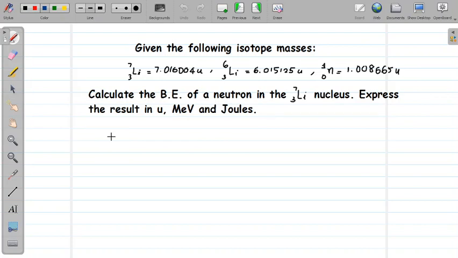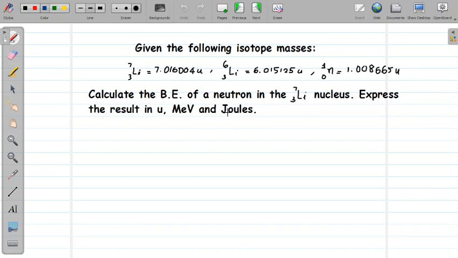Hello friends, let us do one problem from the topic binding energy. Given the following isotope masses, the mass of lithium-7 is given in atomic mass units. The mass of the lithium-6 isotope of lithium is also given. The mass of a neutron is given. Calculate the binding energy of a neutron in the lithium-7 nucleus. Express the result in U, mega electron volt and joules.